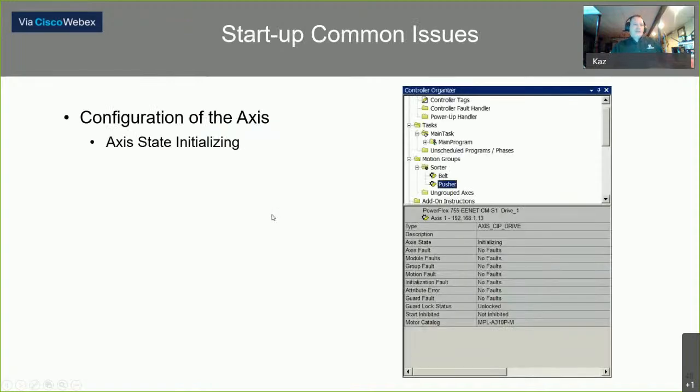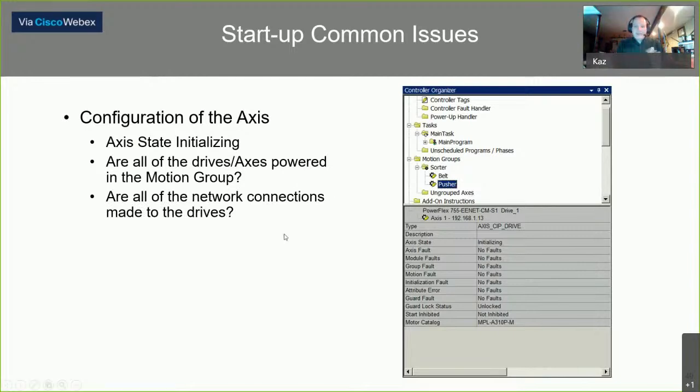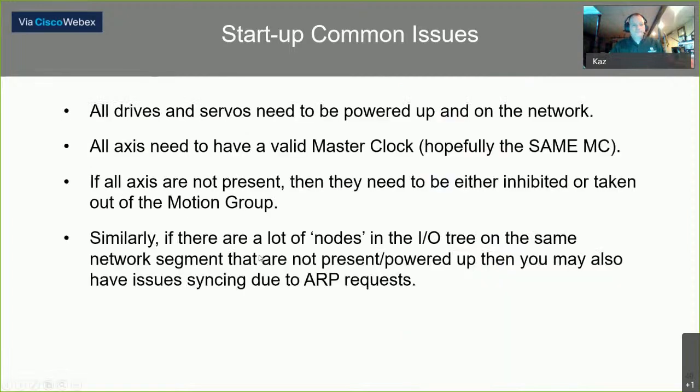Okay, so common issues at startup. If you see an axis state that stays at initializing, typically that's because you have a bunch of stuff in your motion group that maybe is not powered up yet. Just like Sercos, all of the drives and axes in the motion group have to be powered up and on the network. If they're not, then you can inhibit whatever motion is not yet there. So if you want to start up one drive at a time, for example, you can inhibit all the rest, and then as you're plugging them in, as you're adding them into the motion group, you can uninhibit them and commission those drives as you go, or you can take them out of the motion group as well. So just like Sercos, they all have to be powered up and on the network, with a valid master clock, hopefully the same one.